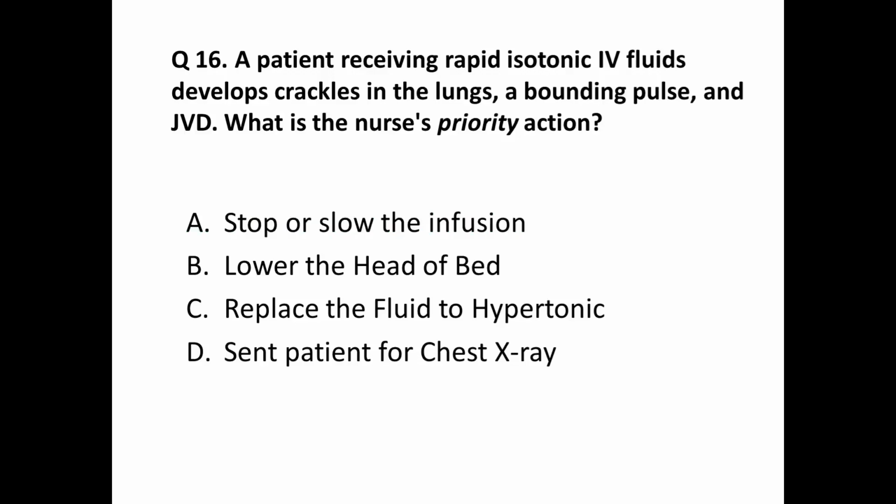Question number 16, and our final question for today. A patient receiving rapid isotonic IV fluids develops crackles in the lungs, a bounding pulse, and JVD. What is a nurse's priority action? Is it A, stop or slow the infusion, B, lower the head of bed, C, replace the fluid to hypertonic, or D, send patient for chest x-ray? And the answer is A, to stop or slow the infusion.